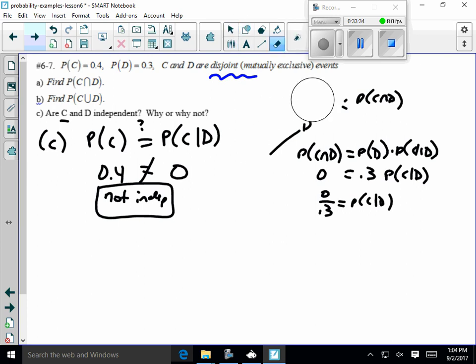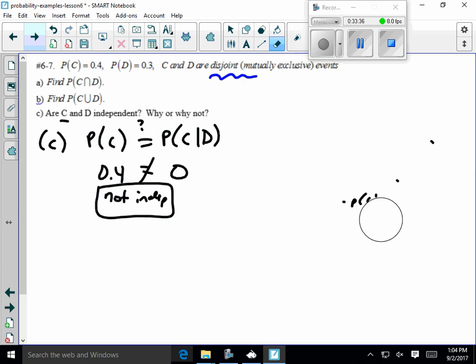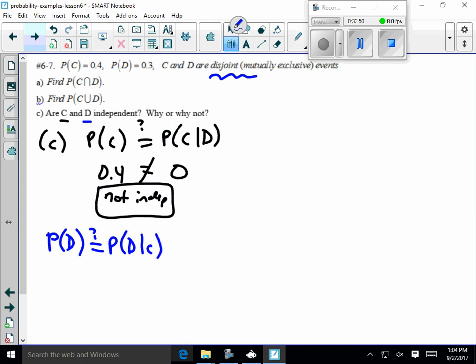And I chose to analyze probability of C, but I could just as easily have done probability of D instead. I could say, what's the probability of D? And check, is that the same as the probability of D given C? So the probability of D is given, that's 0.3. If I want D given C, this is the probability of C, this is the probability of D given C, and this is the probability of C and D happening, okay? And let me just do it on the tree here.